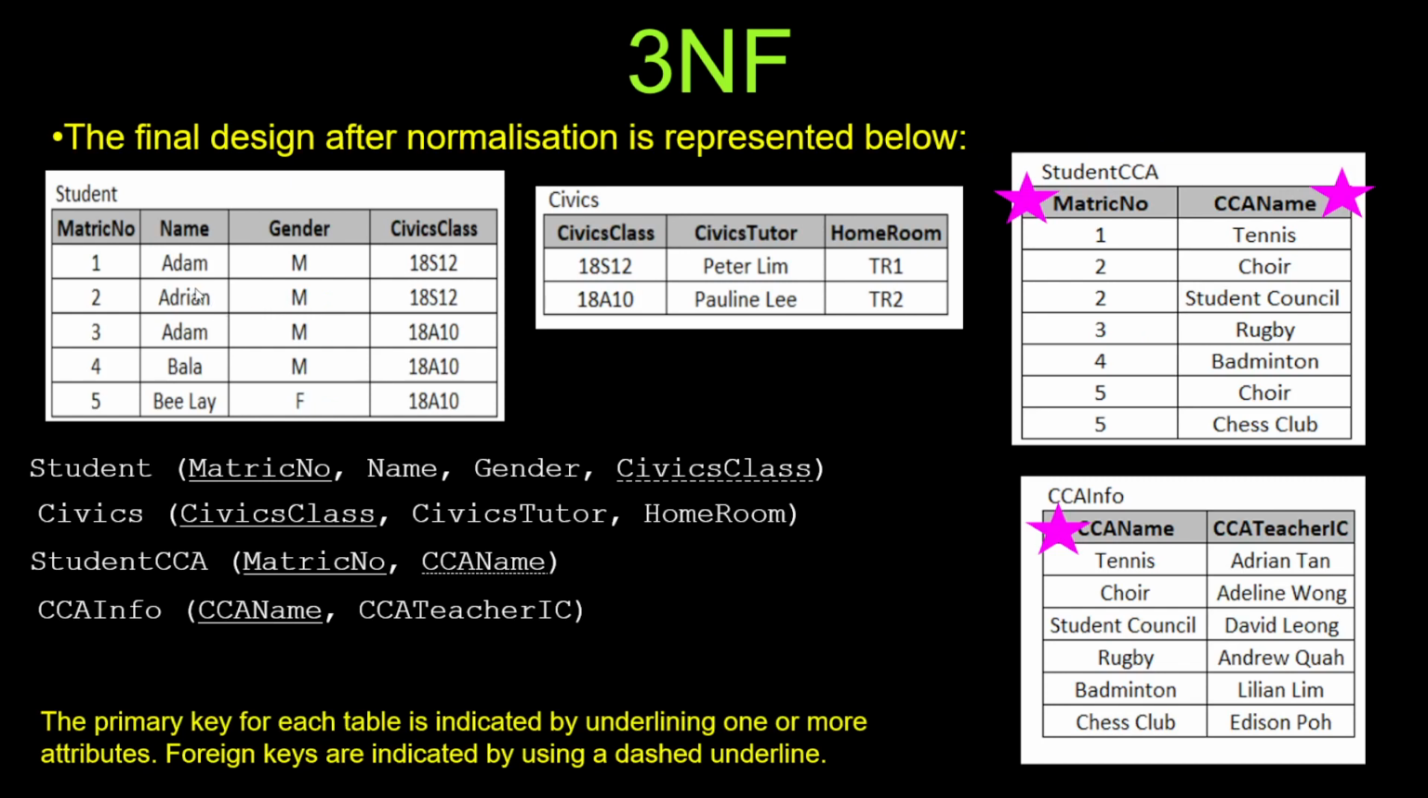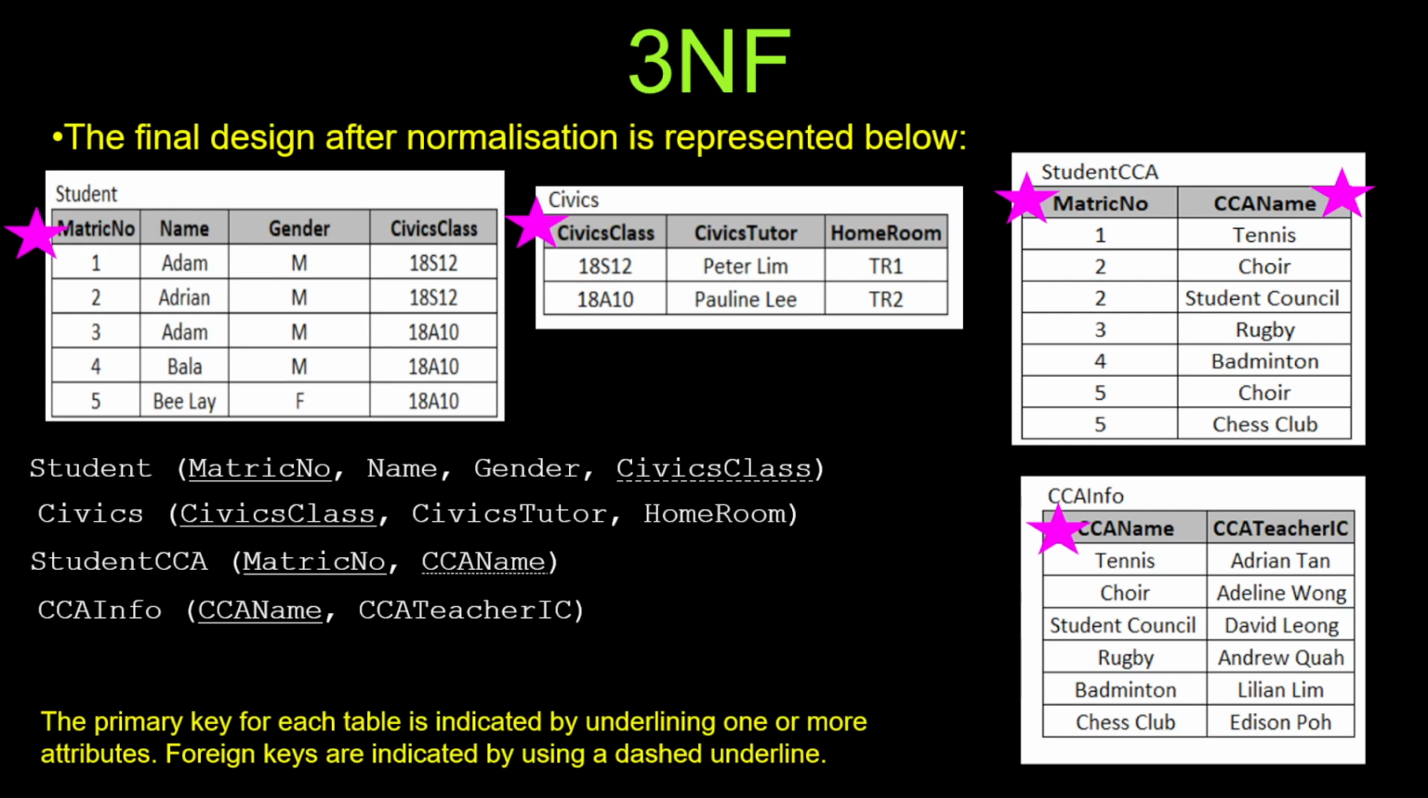Okay, so after 3NF, this is what we will get in our database. So right now our database has a total of 4 tables. 1, 2, 3, 4. That's perfectly normal. So you have student table, civics table, student CCA, and CCA information. So again, we have this over here. This is how we represent the table. This is how we write the table descriptions.